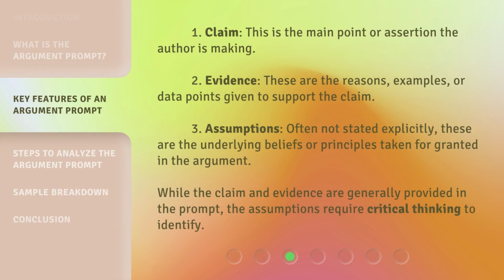1. Claim. This is the main point or assertion the author is making. 2. Evidence. These are the reasons, examples, or data points given to support the claim. 3. Assumptions. Often not stated explicitly, these are the underlying beliefs or principles taken for granted in the argument. While the claim and evidence are generally provided in the prompt, the assumptions require critical thinking to identify.